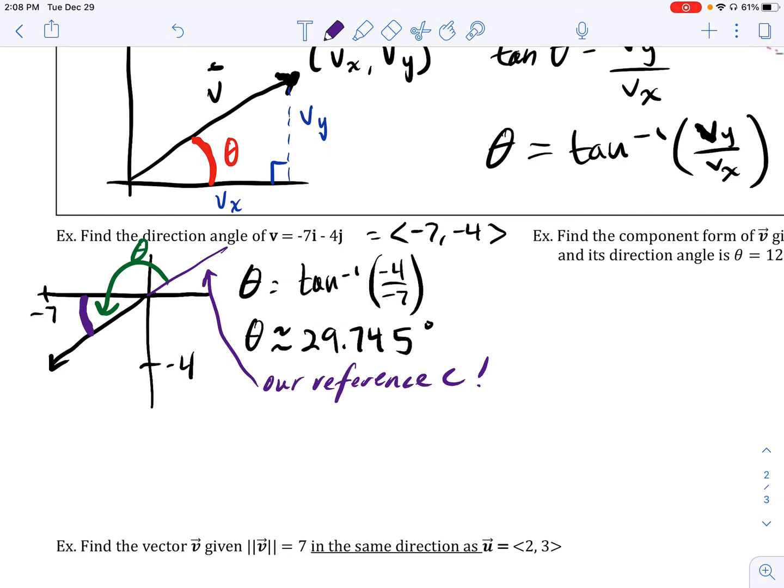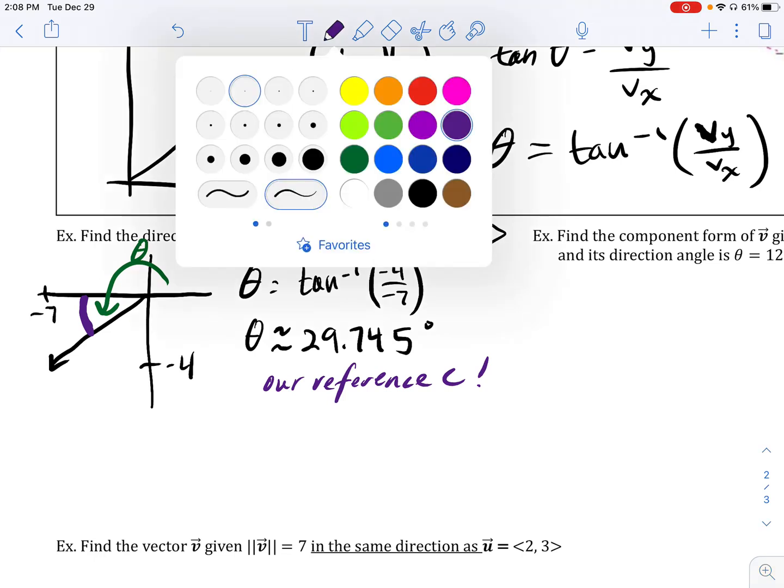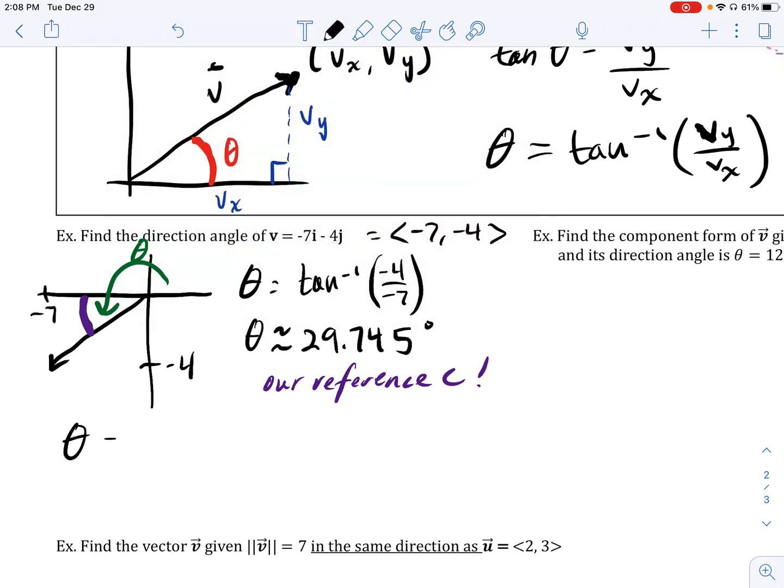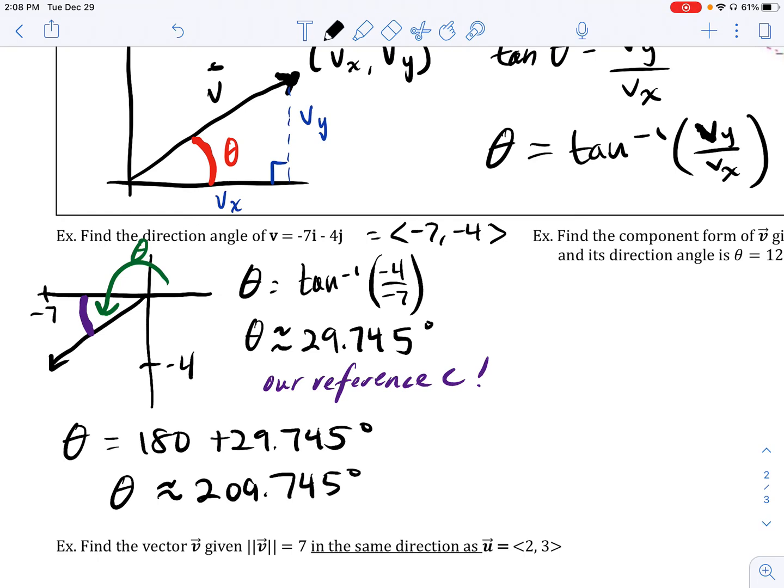So with that said, how can we actually use all this information? We'll say, all right, well, theta then has to simply be 180 plus this angle, which is theta is approximately 209.745. Okay?